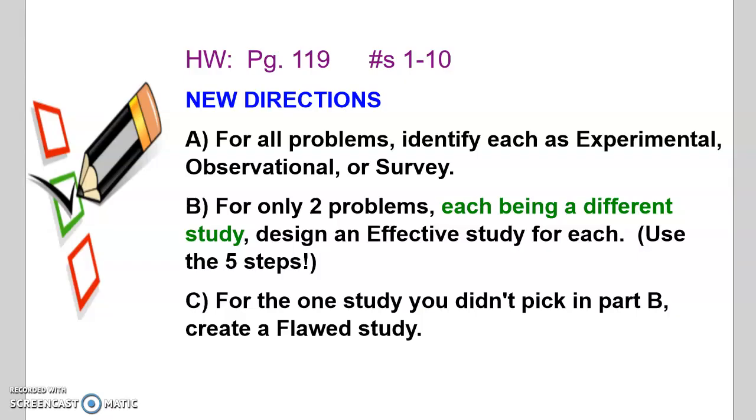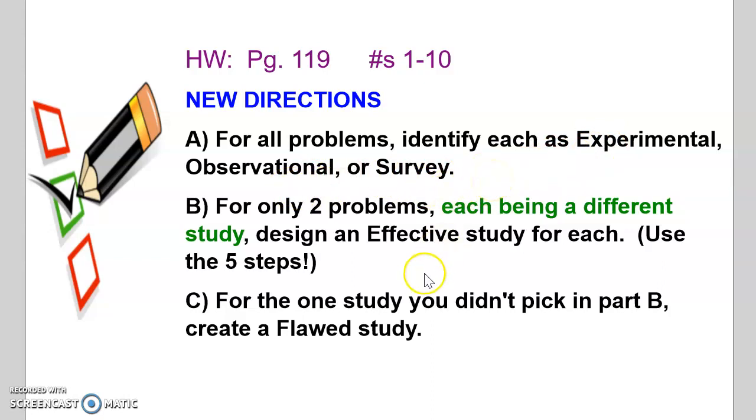So one thing I want to point out is the homework for this assignment. It starts on page 119. I do want you to do problems 1 through 10, but I am definitely changing the directions. The directions in the workbook, first of all, say identify problems 1 through 10 as either experimental, observational, or a survey. So go ahead and do that. You don't have to justify it unless you want to, but for 1 through 10, classify it as one of these three.